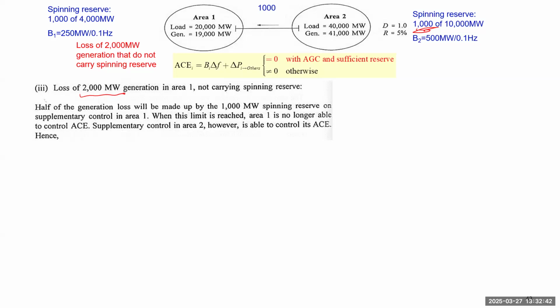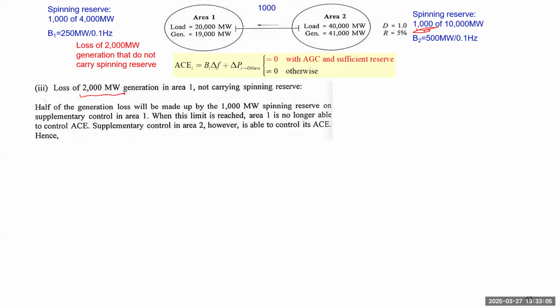Okay, but area 1 is different. Area 1 has loss of 2,000 megawatt generation, but it only has 1,000 spinning reserve. So when it increases the generation to reach the limit, the AGC governor control stops there. So at the end, area 2 has ACE eliminated to 0, but area 1 cannot.